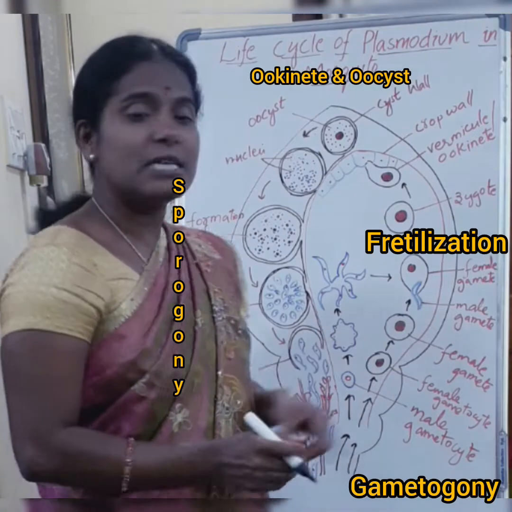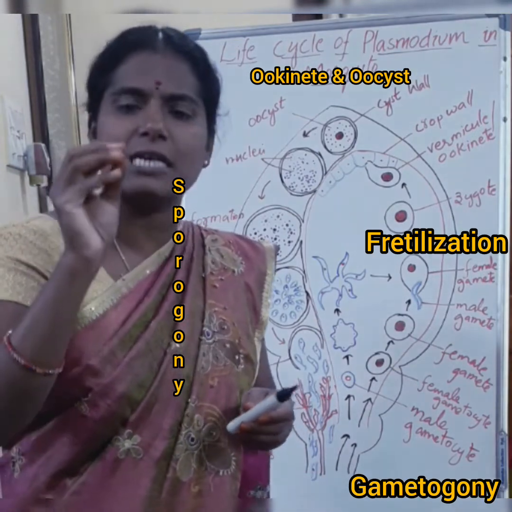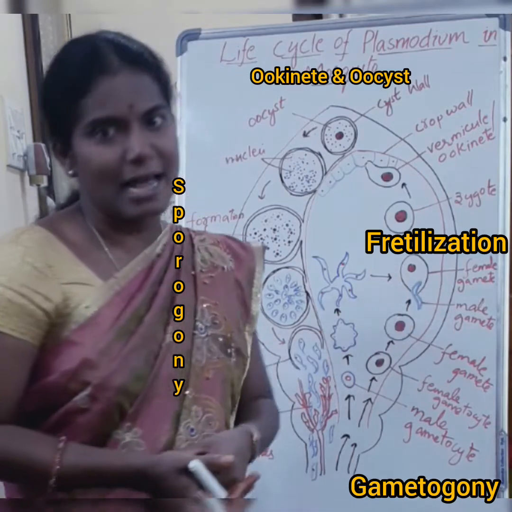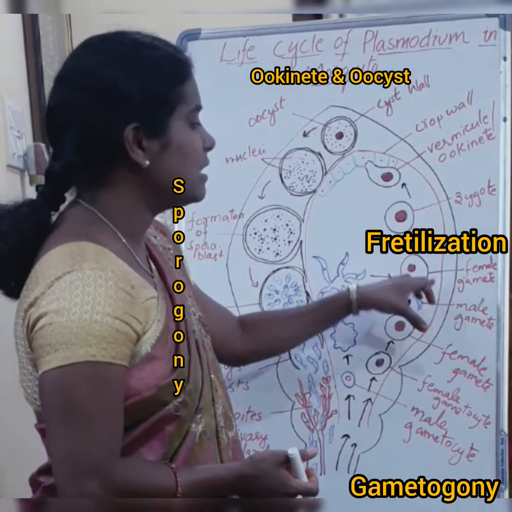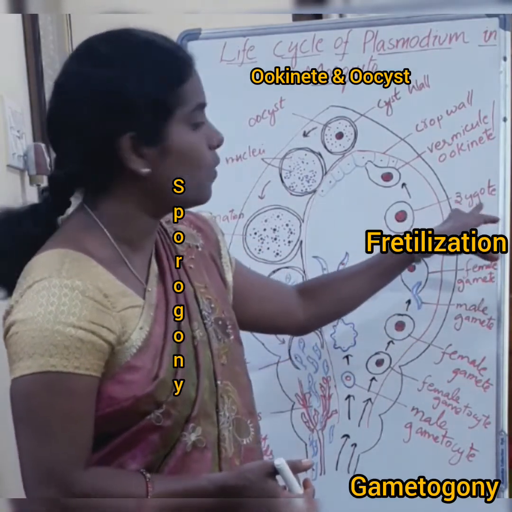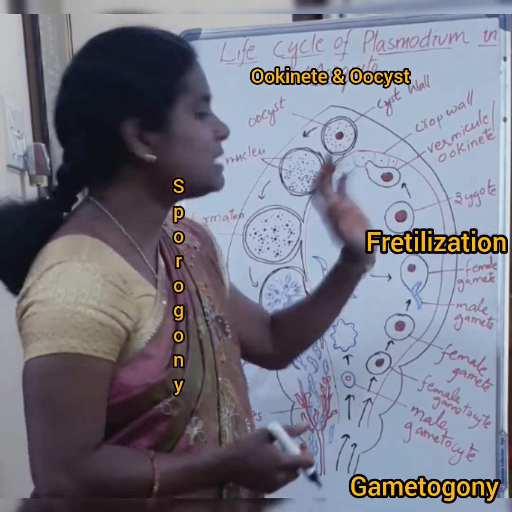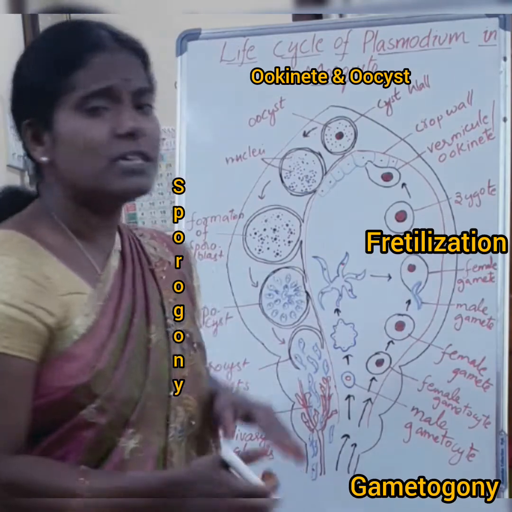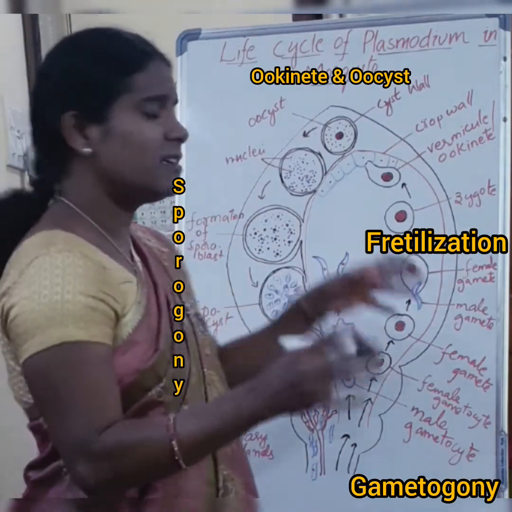In fertilization, these two special technical words are to be written: synkaryon and anisogamy. These result in the formation of a special structure called the zygote. That is fertilization.